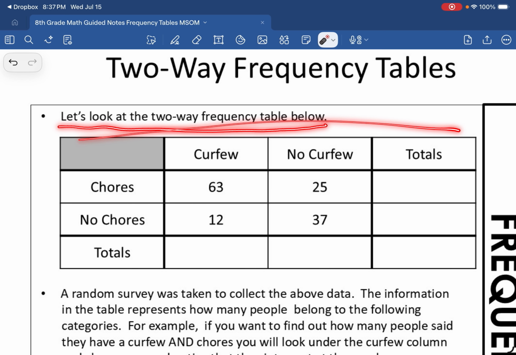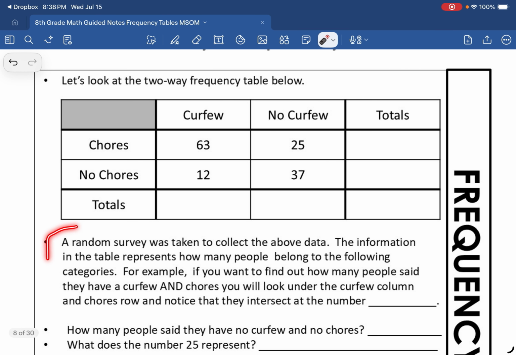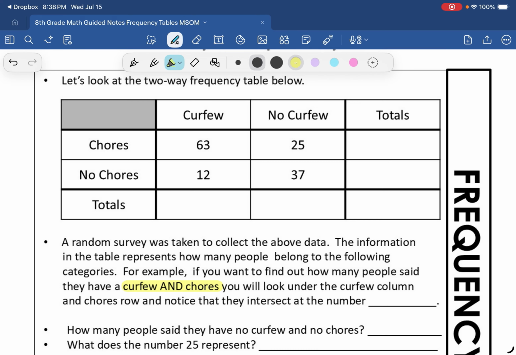So this is an example of a two-way frequency table. A random survey was taken to collect the above data. The information in the table represents how many people belong to the following categories. For example, if you want to find out how many people said they have a curfew and chores, you will look under the curfew column and chores row and notice that they intersect at the number right here, 63.